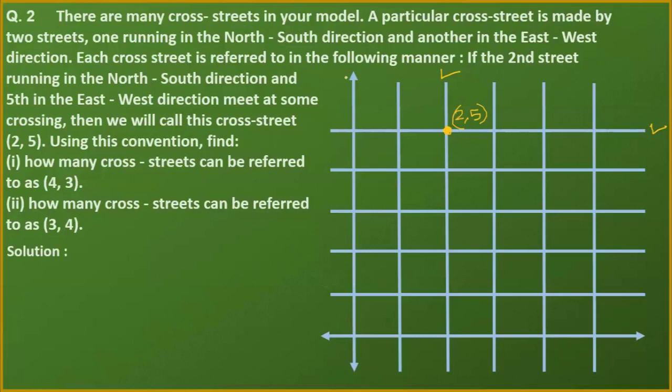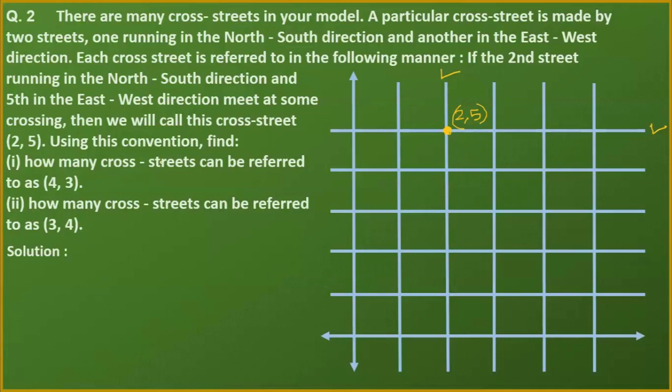2, 5. You observe this 2 is coming because it is 2 units distance from the left edge, or you can say the horizontal distance is 2, while the vertical distance is 5. How can we calculate 2? Observe from here, if I start, this is 1 and this one is 2. Similarly 5, if I observe, then you count 1, 2, 3, 4 and 5.